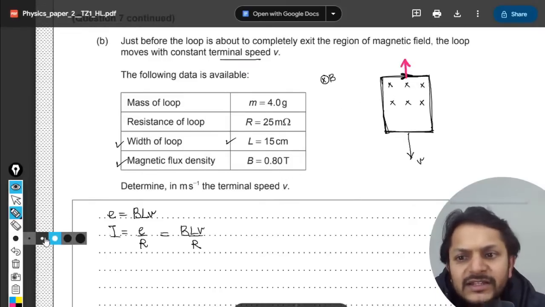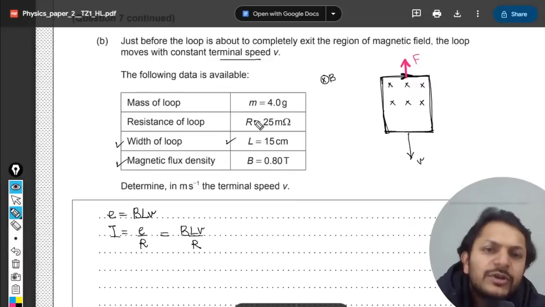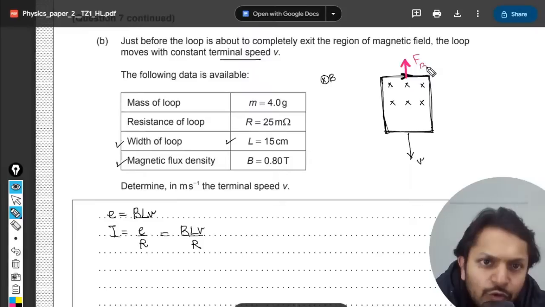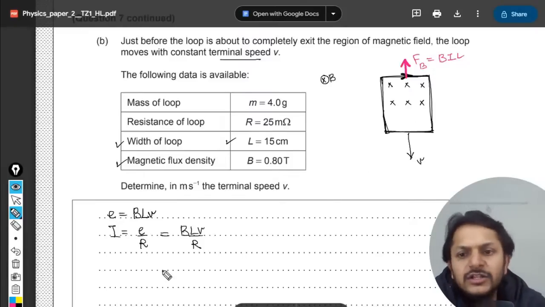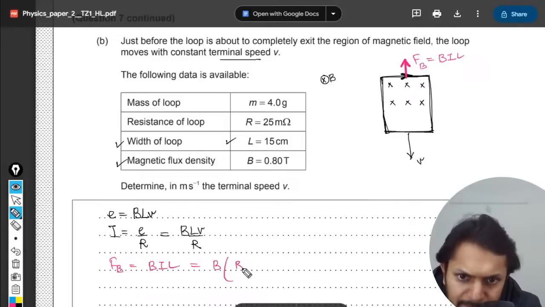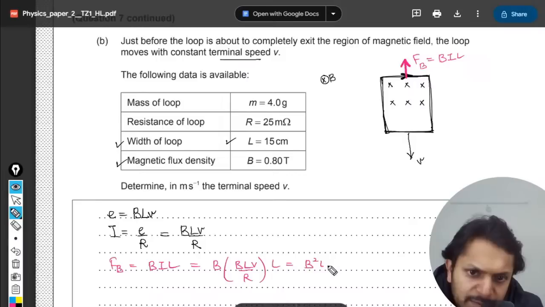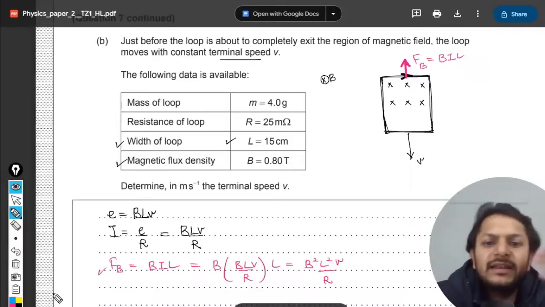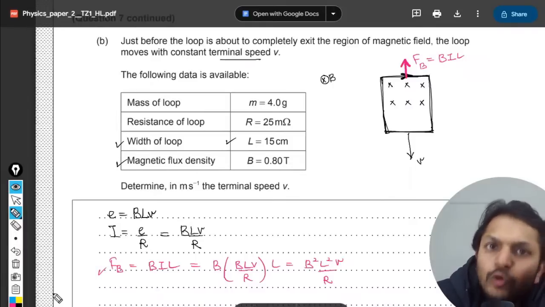I am not explaining the direction rules here because that would consume a lot of time, and also I have already done it. So this is the magnetic force, and magnetic force is given by BIL. So we would be using this formula now. BIL, so it is B square L square V divided by R. So this is the upward magnetic force which is acting on the loop now.